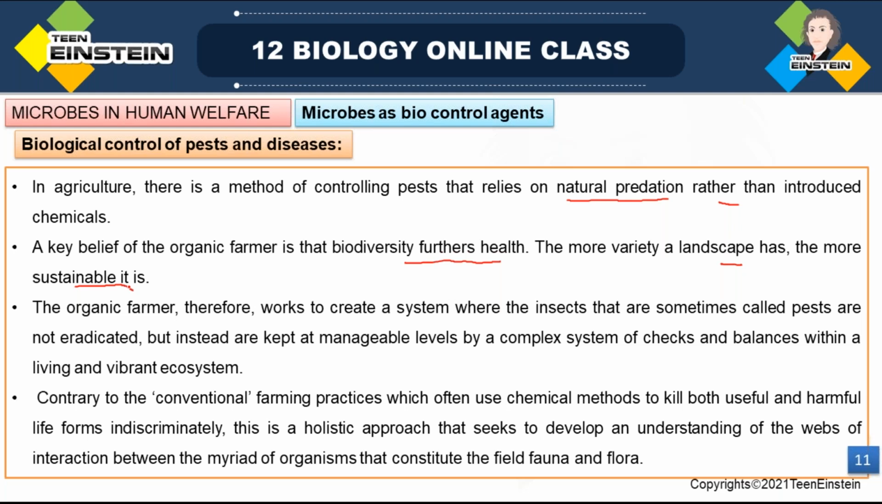So for that, the farmers need to maintain or manage the level. Instead of killing the whole organism, they should manage the level of these organisms to keep the balance within that ecosystem, because an ecosystem is very complex. So instead of eradicating all these pests, they have to manage the level within the system.